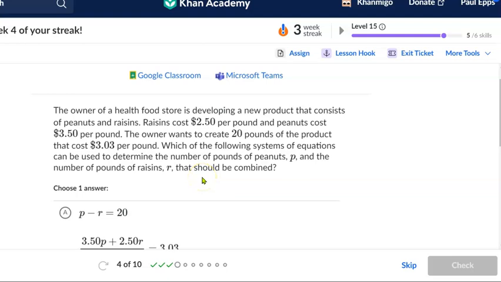The owner of a health food store is developing a new product that consists of peanuts and raisins. Raisins cost $2.50 a pound. Peanuts cost $3.50 a pound. The owner wants to create 20 pounds of the product that cost $3.03 per pound. Which of the following systems of equations can be used to determine the number of pounds of peanuts and the number of pounds of raisins that should be combined.